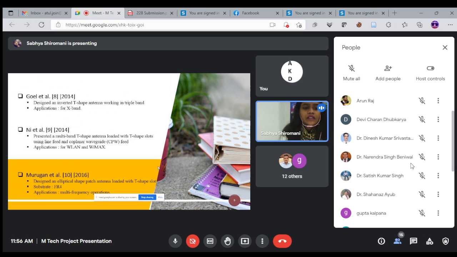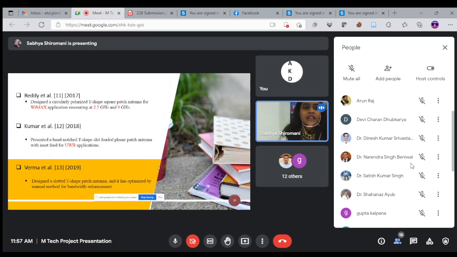Ni et al. have done research work on a multi-band T-shaped antenna loaded with T-shaped slots, utilizing the line feed and the coplanar waveguide feed, which had the same application, that is wireless LAN and WiMAX. Morgan et al. have done their work on the elliptical shape patch antenna loaded with T-shaped slot. Substrate utilized was FR4 and the applications were in multi-frequency operations.